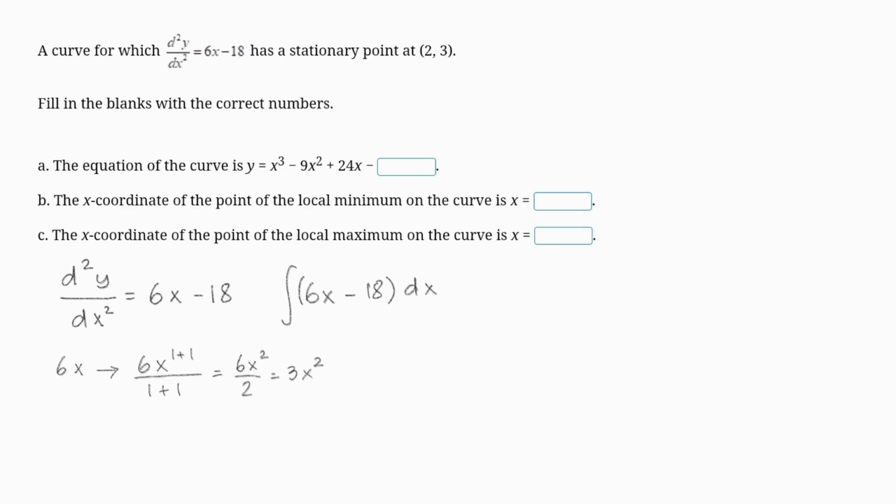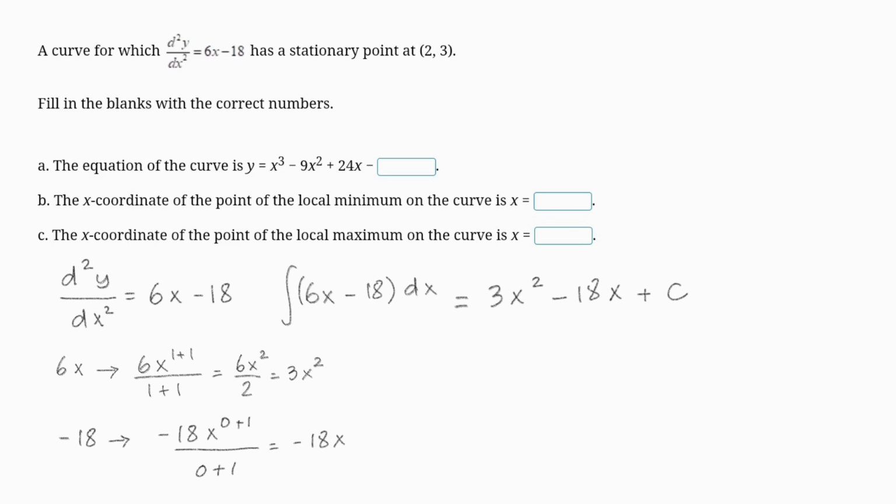For the first term, 6x, it will become 3x squared after using the power rule. As for the second term, negative 18, it will become negative 18x. So, the integral of 6x minus 18 would be equal to 3x squared minus 18x plus c.